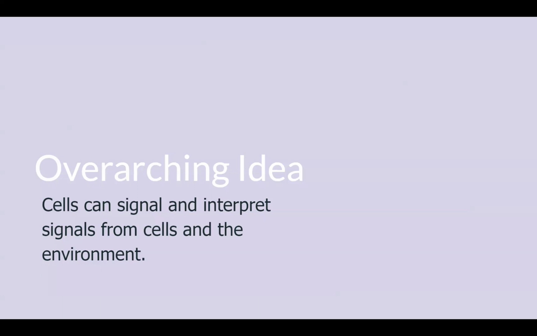We've got our overarching idea for this lesson. Not necessarily for the unit, and it's not necessarily our big ideas, like the AP Biology big ideas, but if I were to sum up today in one sentence, this is what it would be. Cells can signal each other and interpret signals from both themselves and the environment. And that's what today is all about: how these signals work and where those signals come from. So, that's our big idea.